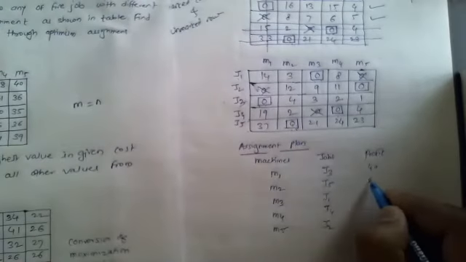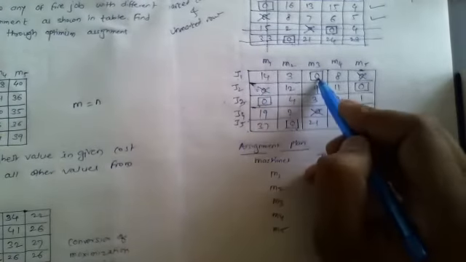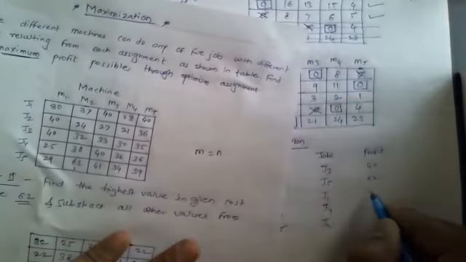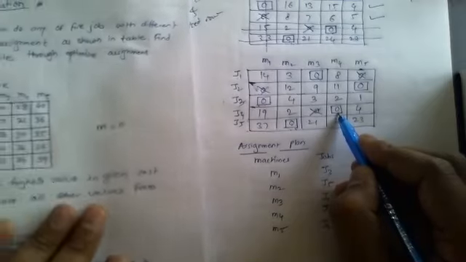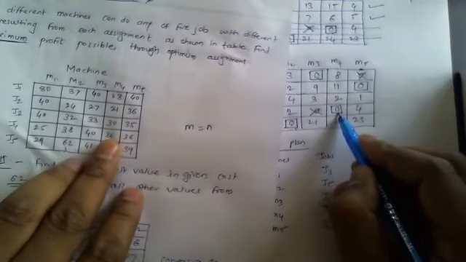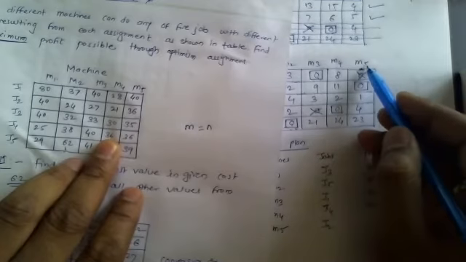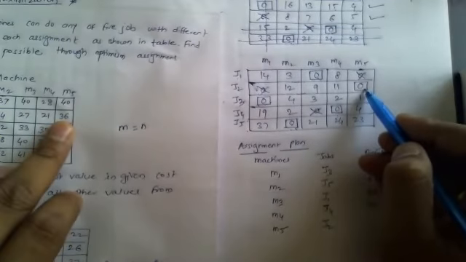I will write 62. Now M3 J1, that is M3 and J1 at this location, what is the value? We are getting 40, so I will write 40. Next, M4 and J4. M4 J4 means at this location, we are having 36. 36. Next, M5 and J2 at this location, the value is 36.